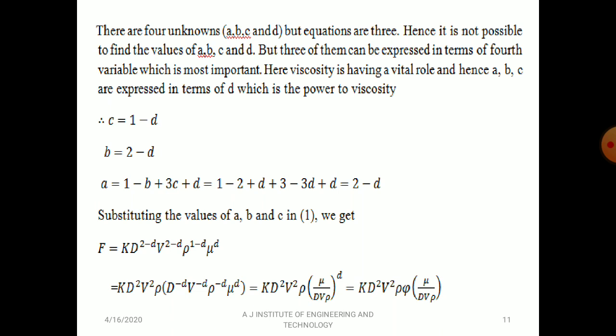So our option is we can express a, b, c or b, c, d in terms of the left out parameter, that is a, or other parameter b or in terms of c. So which is most important? We have to consider the most important parameter and express all other 3 parameters in terms of that parameter. Here viscosity is having a vital role and hence a, b, c are expressed in terms of d, which is the power of viscosity. So we can see the expression mu to the power d. Mu is very important, so we can express in terms of d.